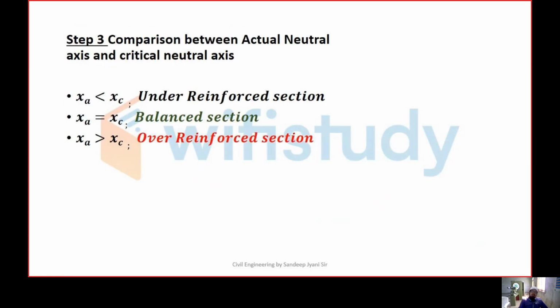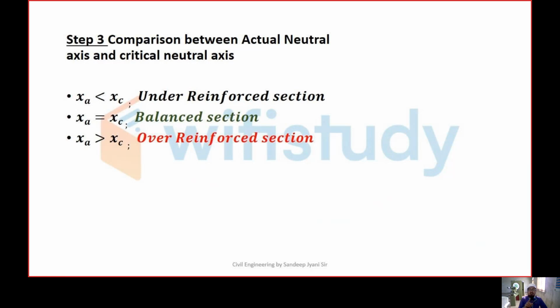And coming to the comparison between the actual neutral axis and critical neutral axis, based on this comparison there are three types of reinforced sections: under reinforced, balanced and over reinforced sections. In an under reinforced section, the actual neutral axis lies above the critical depth of neutral axis. That means it is less than the critical depth, and the actual depth will not exceed the critical depth of neutral axis.